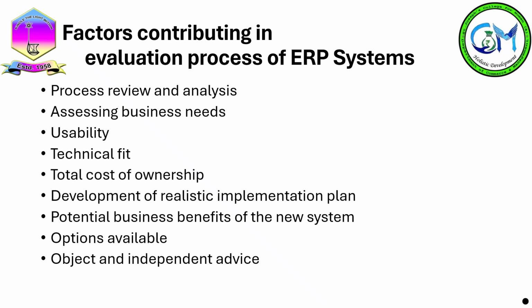Then the next factor is assessing business needs. A good evaluation starts with assessing current business needs and processes to determine what is needed out of an ERP solution. The next factor is usability. Usability can be measured empirically or analytically through the use of inspection methods. This approach to measuring usability attempts to identify actual usability issues that are experienced by real users.